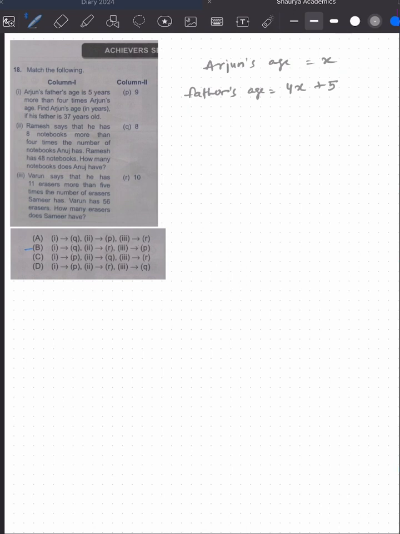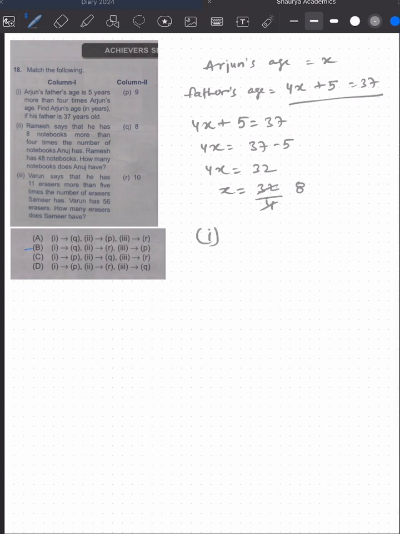And what is given as his age? 37. So there you go, you have your equation. Let's solve it. 4x plus 5 is equal to 37. 4x is equal to 37 minus 5. 4x is equal to 32. X is equal to 32 by 4, 8. So Arjun's age is 8 years. So 1 is matching with Q, this one.